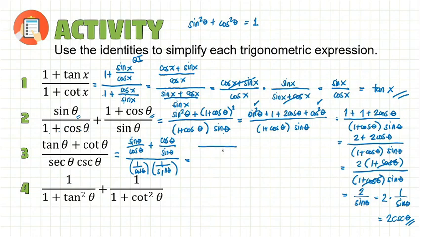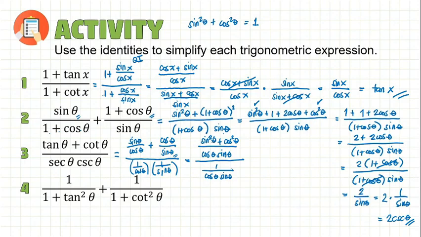So the LCD is cosine times sine. So cosine theta, sine theta. Cosine theta, sine theta divided by cosine theta is just sine theta, right? Then multiply it by sine theta, so you have sine squared theta plus cosine theta sine theta divided by sine theta is cosine theta. Multiply it by cosine theta, you have cosine squared theta, all over 1 over cosine times sine, so you have cosine theta sine theta.